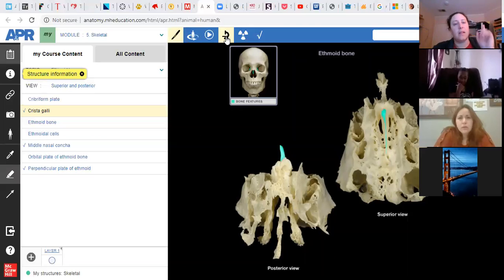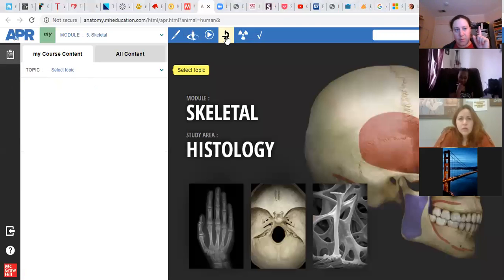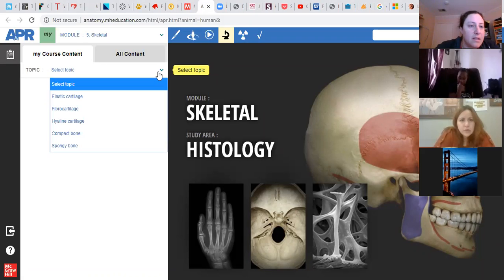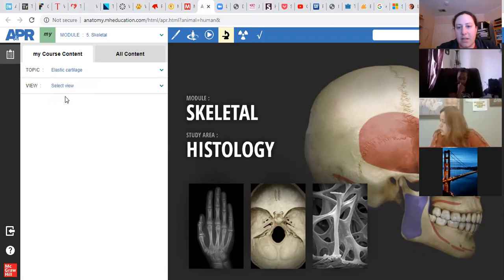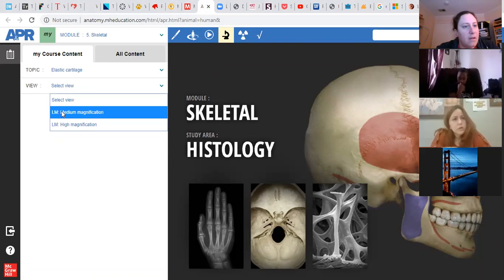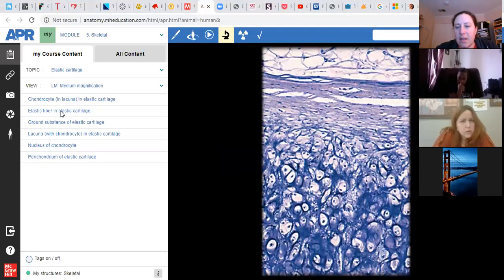But if you go to the microscope one, now instead of selecting dissection stuff, you're in the histology section. So there's going to be a histology section for every system. And for the skeletal system one, of course, the histology options are the different types of cartilage and bone.